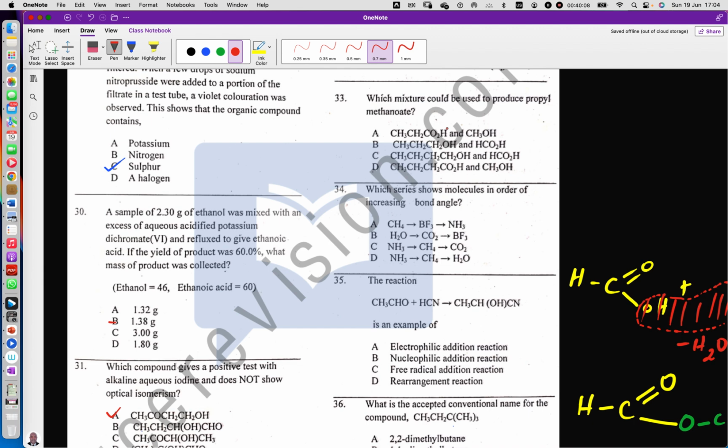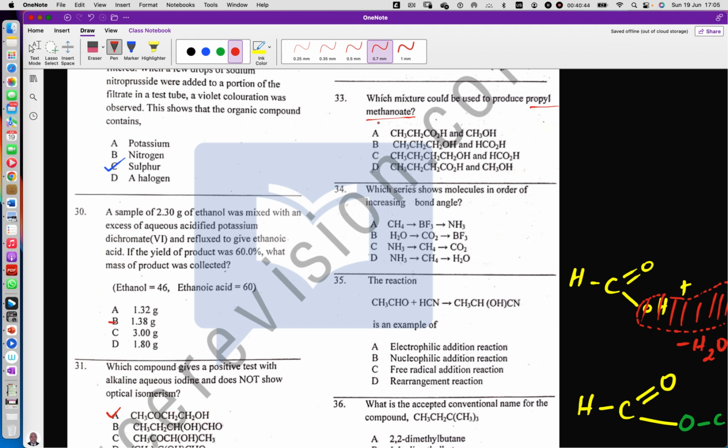We have question number 33: which mixture could be used to produce propyl methanoate? Propyl methanoate. This is an ester. Propyl, then methanoate. Propyl is telling you that this alkyl group is coming from the alcohol, because when we start naming esters, we start with the group that comes from the alcohol and end with the group that comes from the acid.